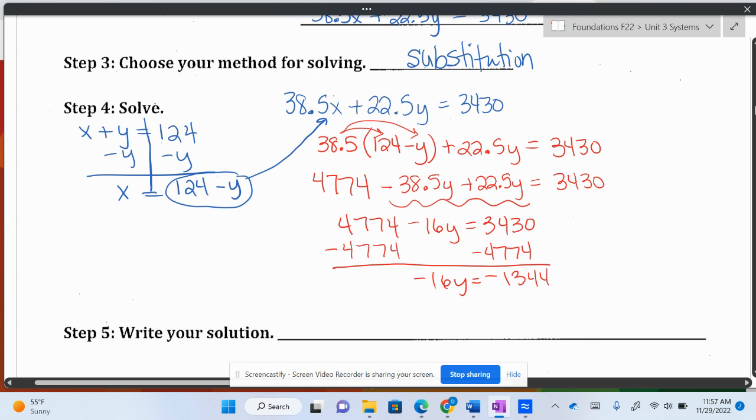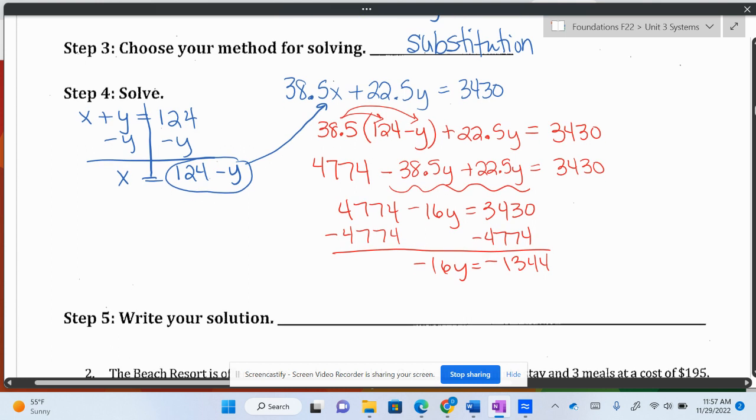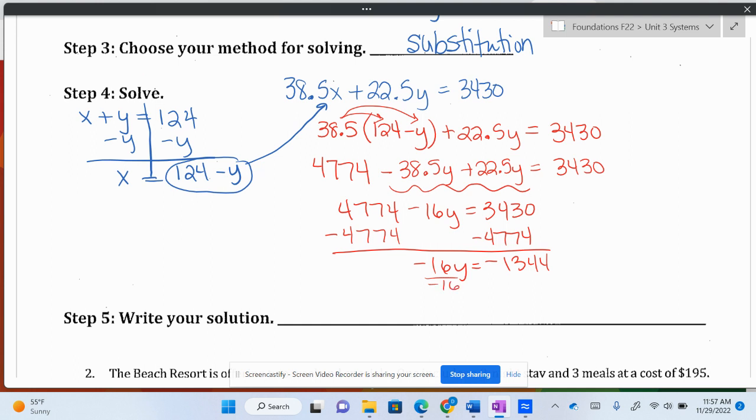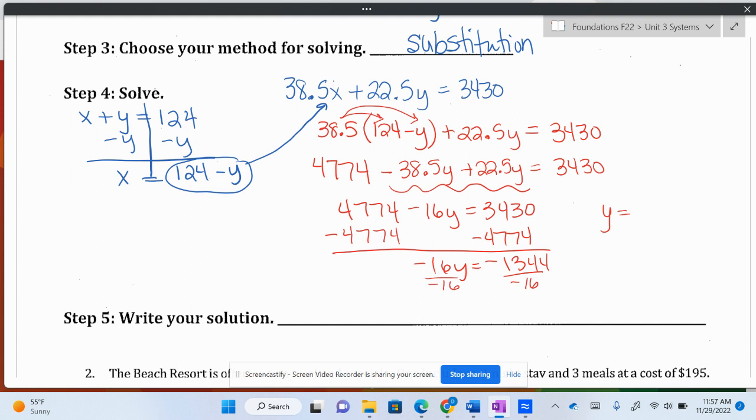What am I going to do next? Divide by negative 16. Divide both sides by negative 16. So Y tells me how many collapsible bags I'm buying. Y is the number of collapsible bags. How many is that? 84.